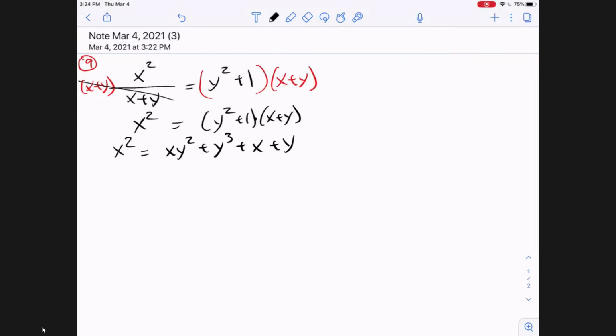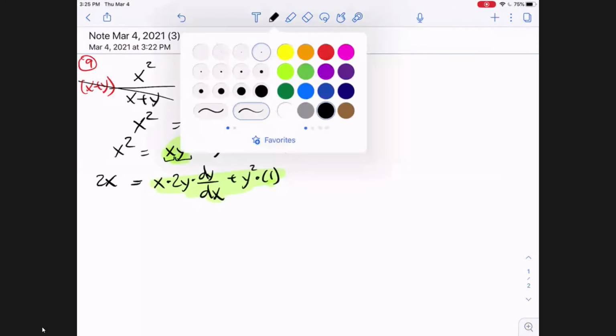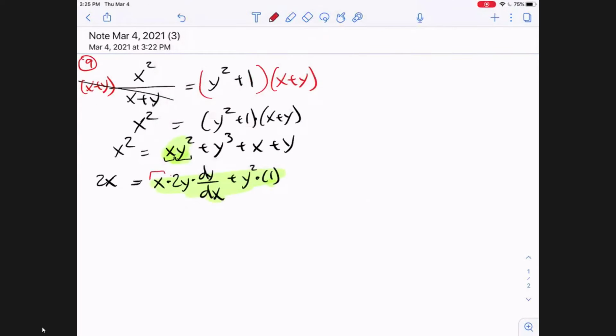All right, so now let's go ahead and take the derivative of both sides. The derivative of the left side is 2x. Here we have to use the product rule on the xy squared. So first times the derivative of the second, which is 2y times dy over dx, plus second times the derivative of the first, which is 1. Just FYI, the derivative of this whole thing is all of this. So this is first times the derivative of the second plus second times the derivative of the first.